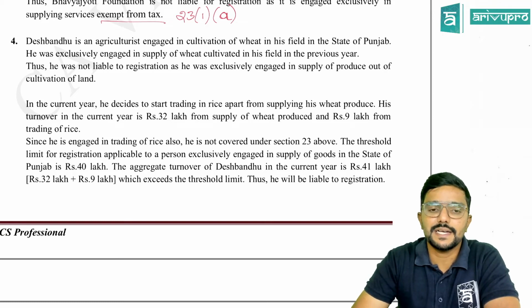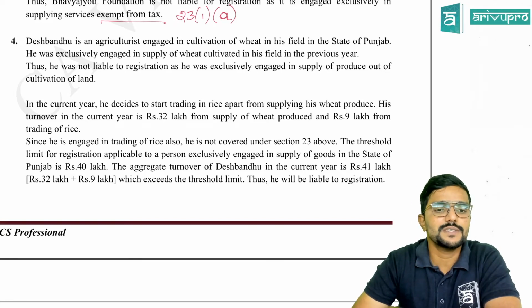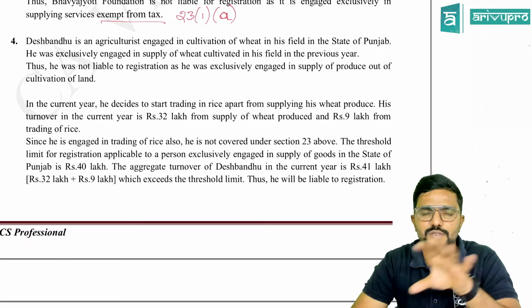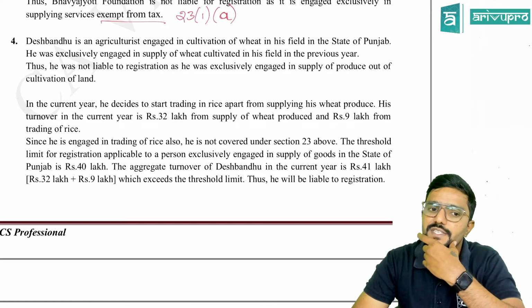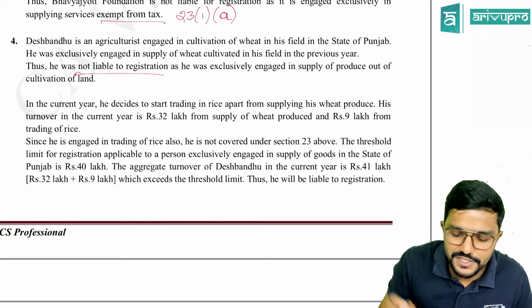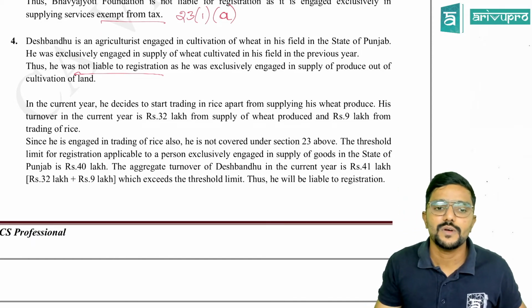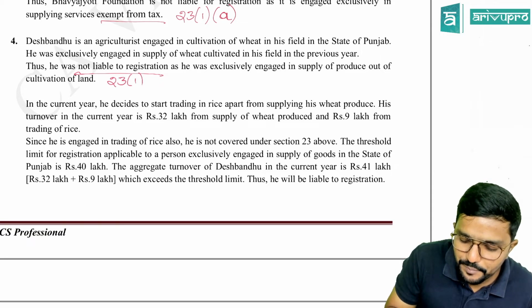Deshbandhu is an agriculturist engaged in cultivation of wheat in his field in the state of Punjab. He was exclusively engaged in supply of wheat cultivated in his field in the previous year. So he is only doing cultivation. So is he supposed to get registered? No, sir. Thus, he was not liable for registration as he was exclusively engaged in the supply of produce out of cultivation of land, guys, as per section 23(1)(b).